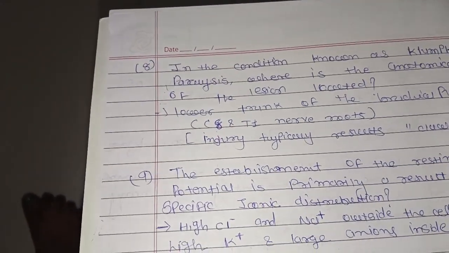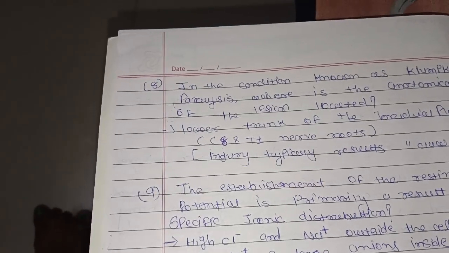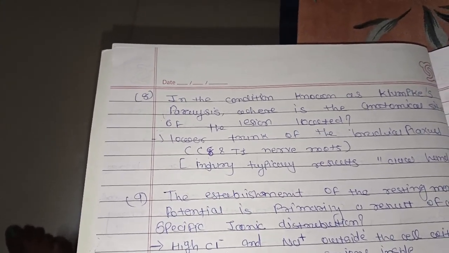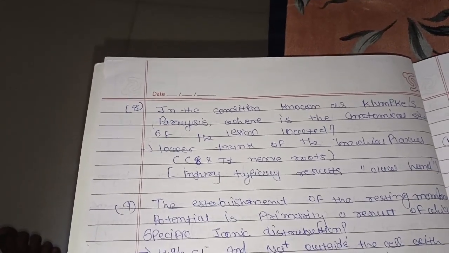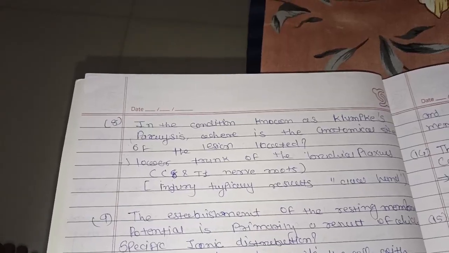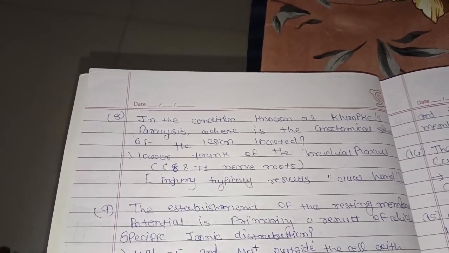In the condition known as Klumpke's paralysis, the anatomical site of the lesion is located at the lower trunk of the brachial plexus, C8 to T1 nerve roots. And what is Erb's palsy? It's the upper trunk of the brachial plexus injury.